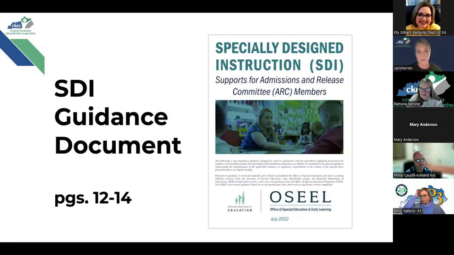We have put in your resources the OSIL document for specially designed instruction. And when we train, for the sake of time, I won't spend a lot of time on this because we want to talk about some co-teaching things. But when we train, we focus on pages 12 to 14. And what 12 to 14 focuses on is things to keep in mind when you are talking about specially designed instruction.